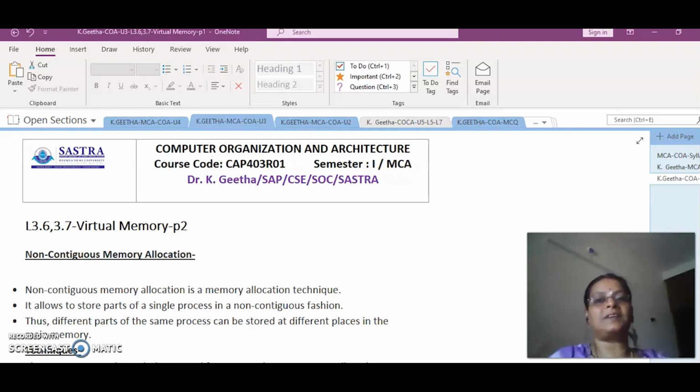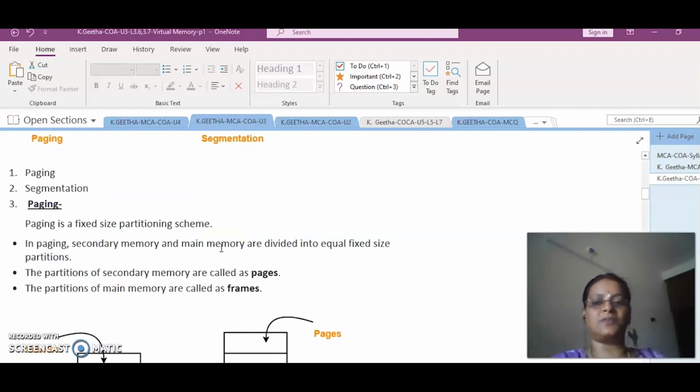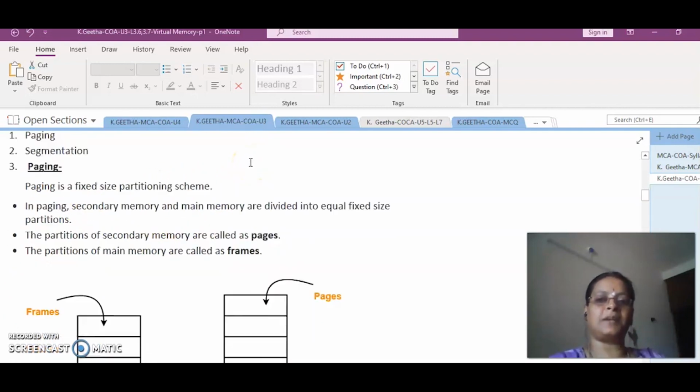Whenever there is a request from the user process, the memory can be allocated either in a continuous fashion or in a non-continuous fashion. And when it is non-contiguous, we have two different techniques. One is called paging. Another one is called segmentation. In paging, we divide the entire memory into fixed-size pages, whereas in the segmentation concept, the memory is divided into varied sizes. So fixed partition means paging, and varied partition means segmentation.